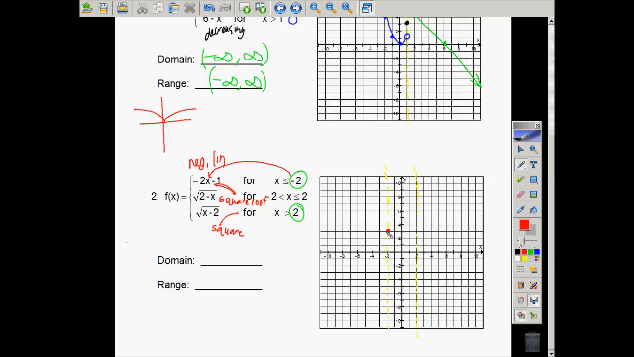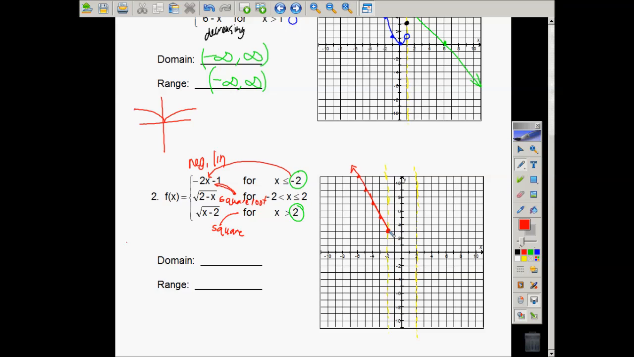Now I can find out other values. I can plug in -3, or I can use my slope. I know my slope is -2/1, so that means I can go up 2 and left 1. So I go up 2, left 1, up 2, left 1, up 2, left 1. And this shows me the path that my function is taking.